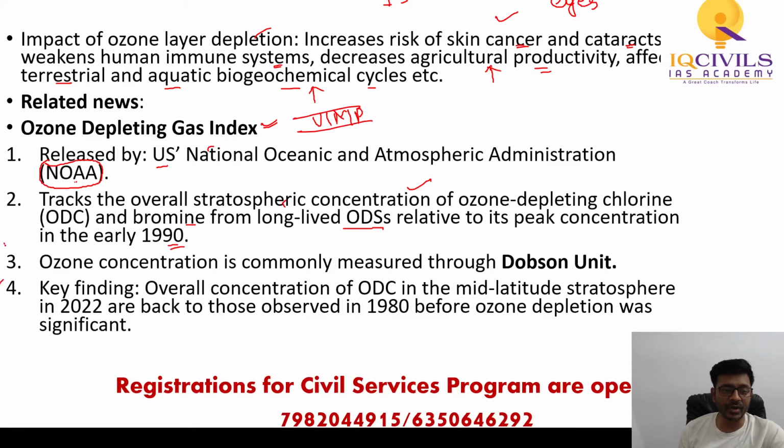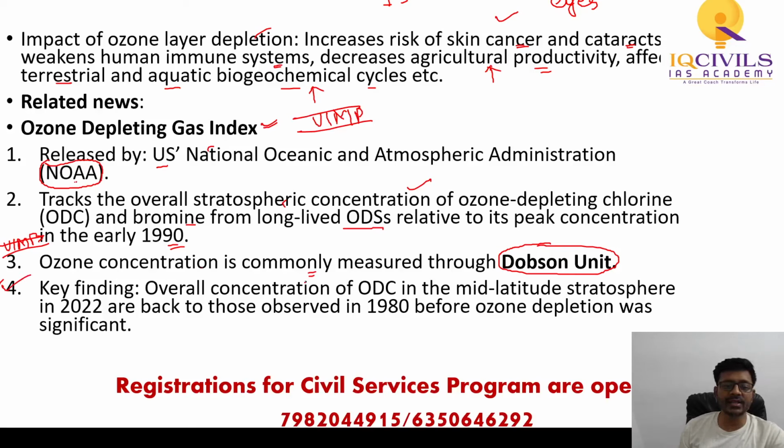Then very important, this fact is very important. Ozone concentration is commonly measured through the Dobson unit. Remember, they can ask you Dobson unit is used to measure what, or Dobson unit is the unit used for the measurement of, your answer will be ozone concentration.